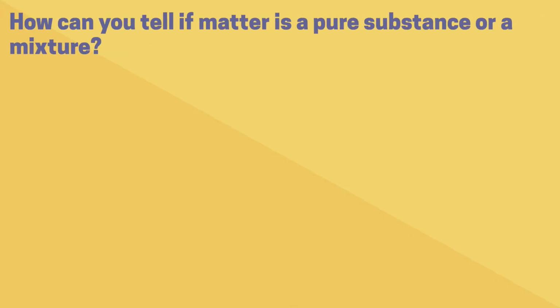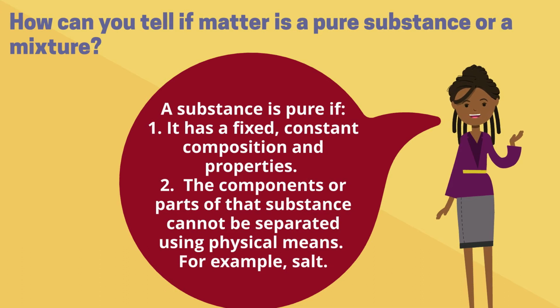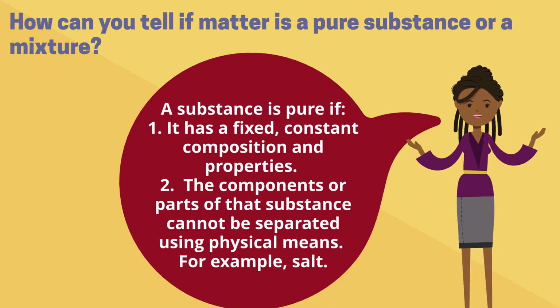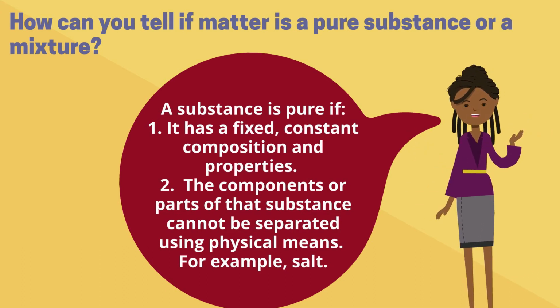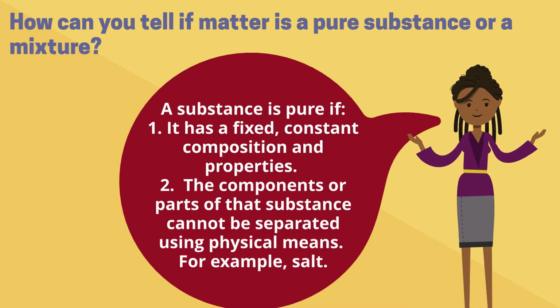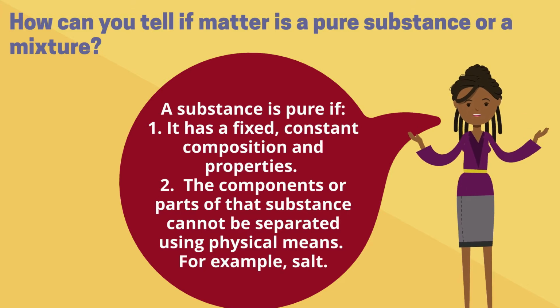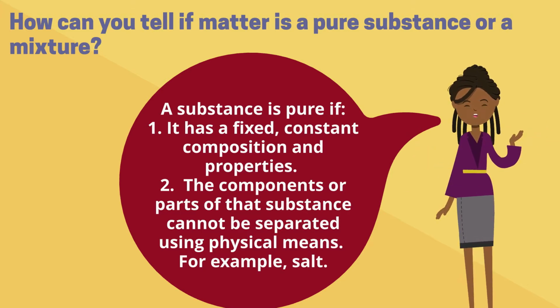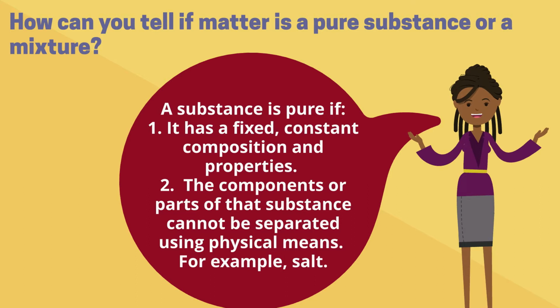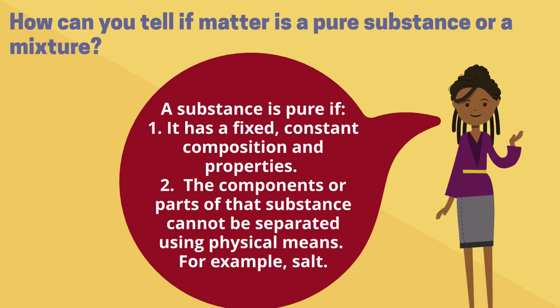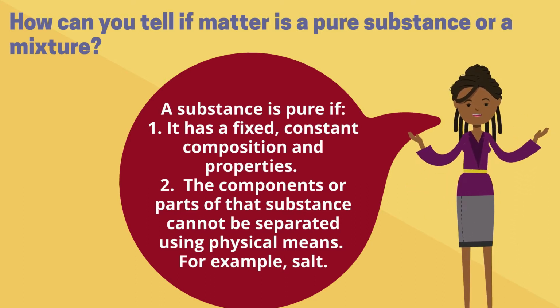How can you tell if matter is a pure substance or a mixture? A substance is pure if 1. It has a fixed, constant composition and properties, and 2. The components or parts of that substance cannot be separated using physical means. For example, salt.